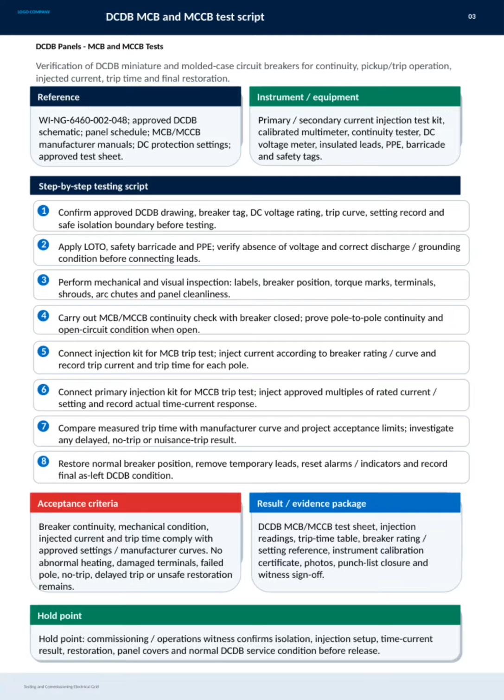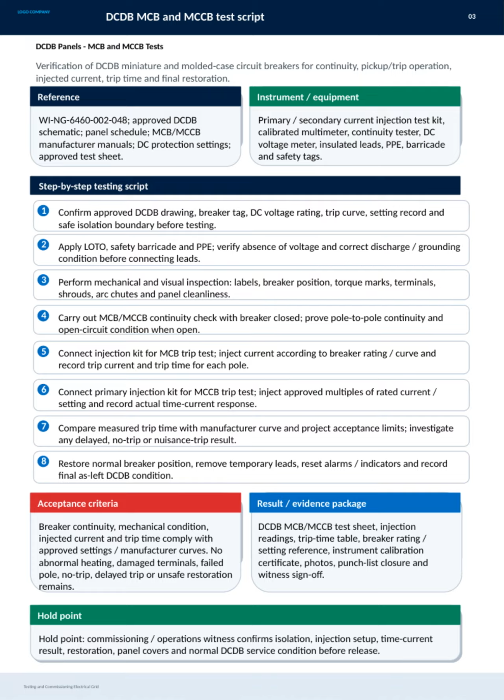Here we have the detailed test script for DCDB miniature and molded case circuit breakers, focusing on both MCB and MCCB types. The goal is to verify several key factors: continuity, pickup and trip operations, injected current, trip timing, and ultimately final restoration. Before beginning, it's essential to review approved drawings, breaker tags, voltage ratings, trip curves, and safety isolation boundaries. Safety is paramount, so we apply LOTO procedures, set up appropriate barricades, and ensure all PPE is worn while confirming the absence of voltage.